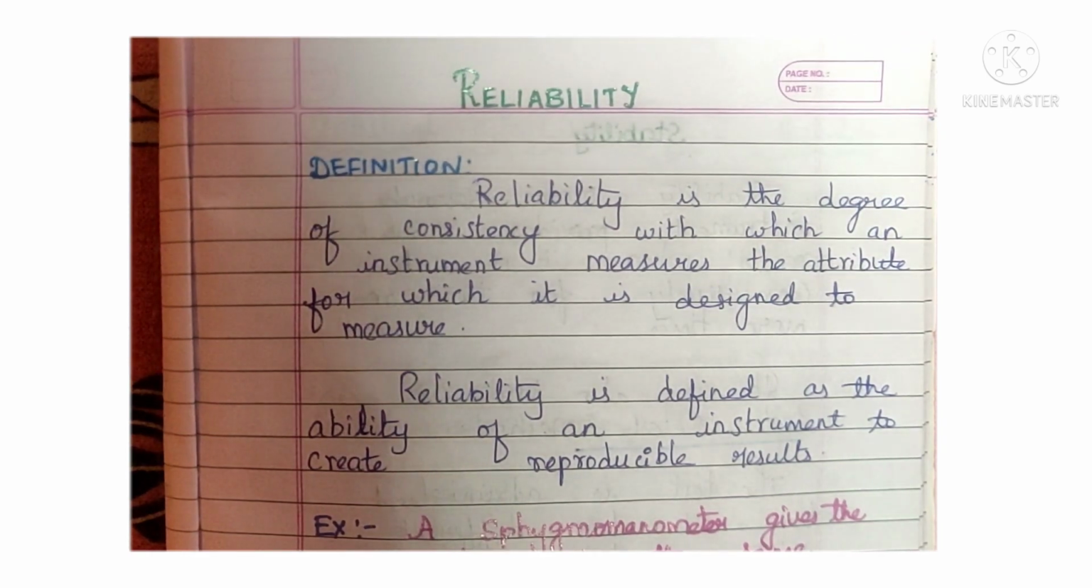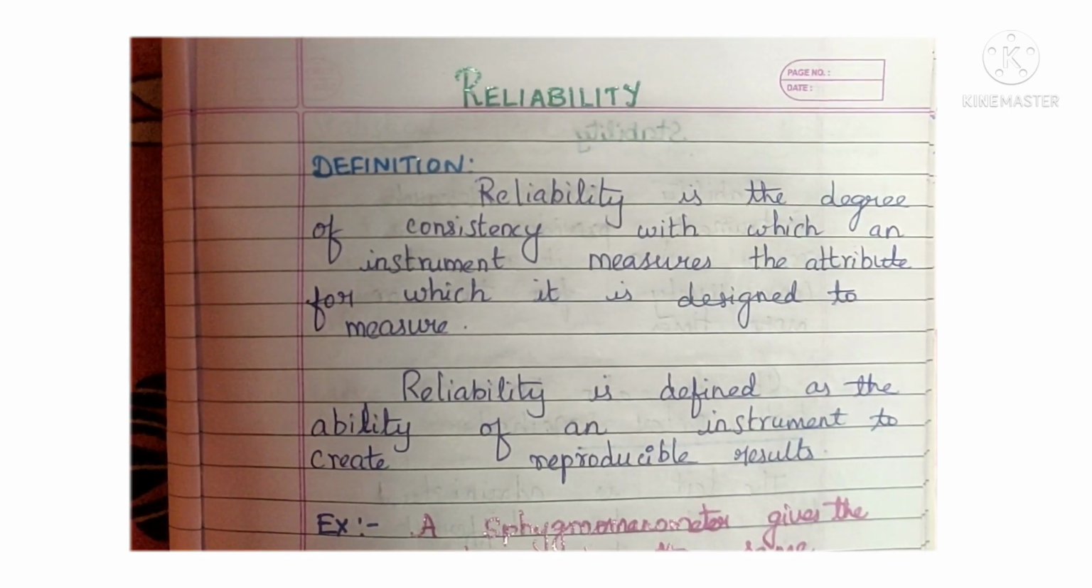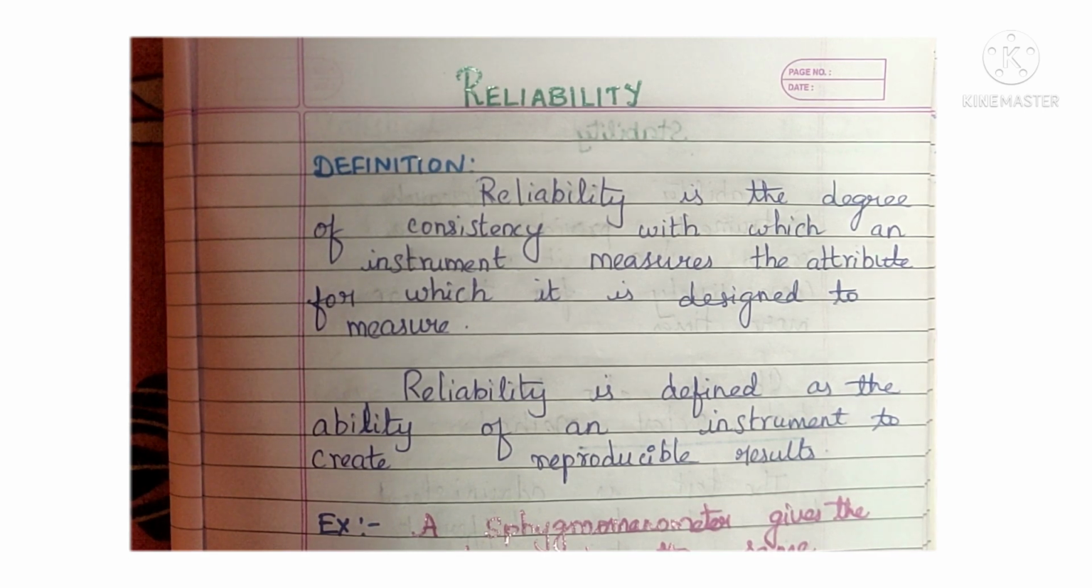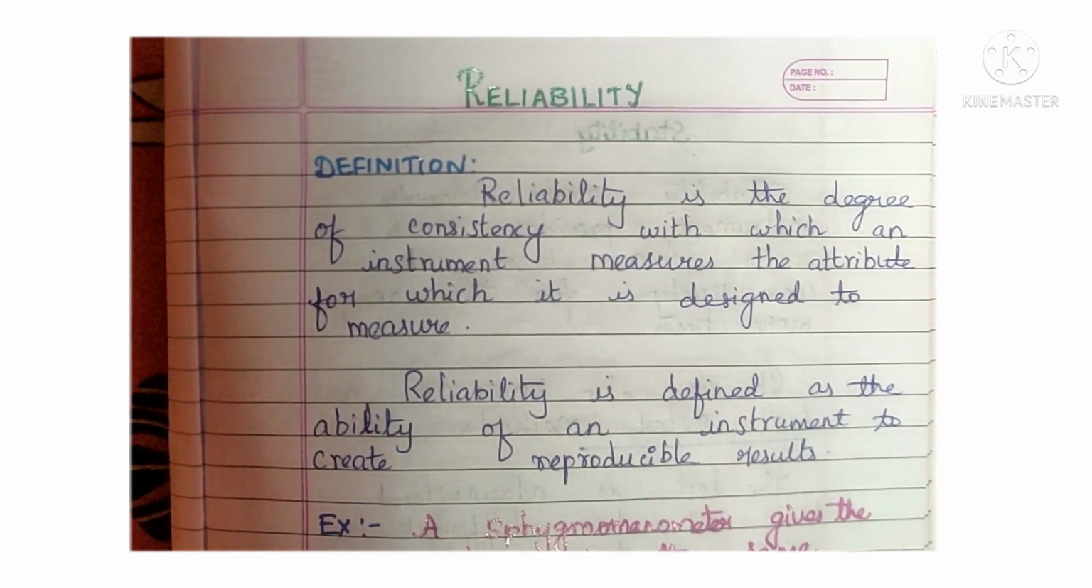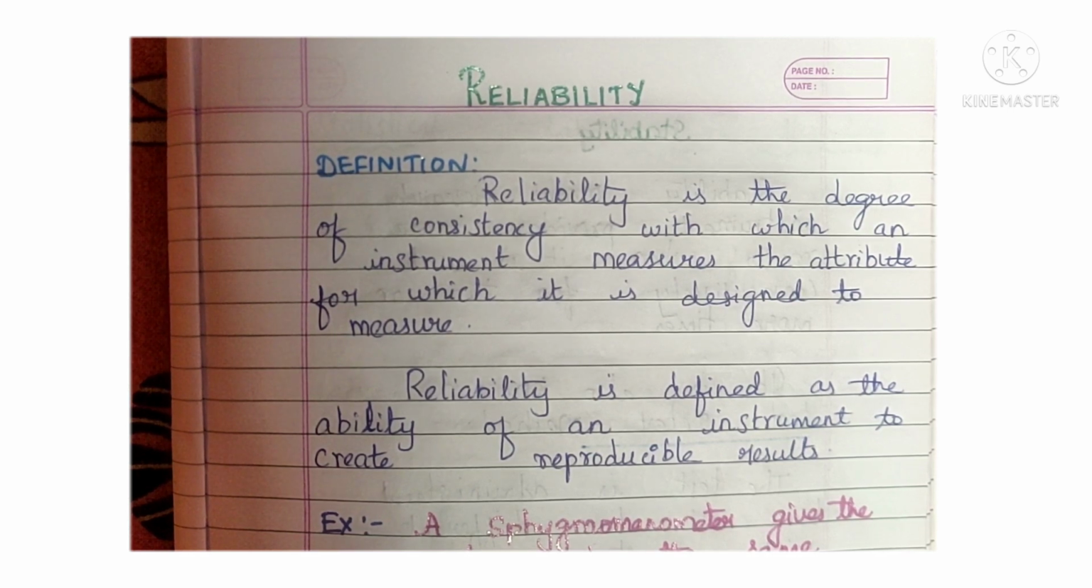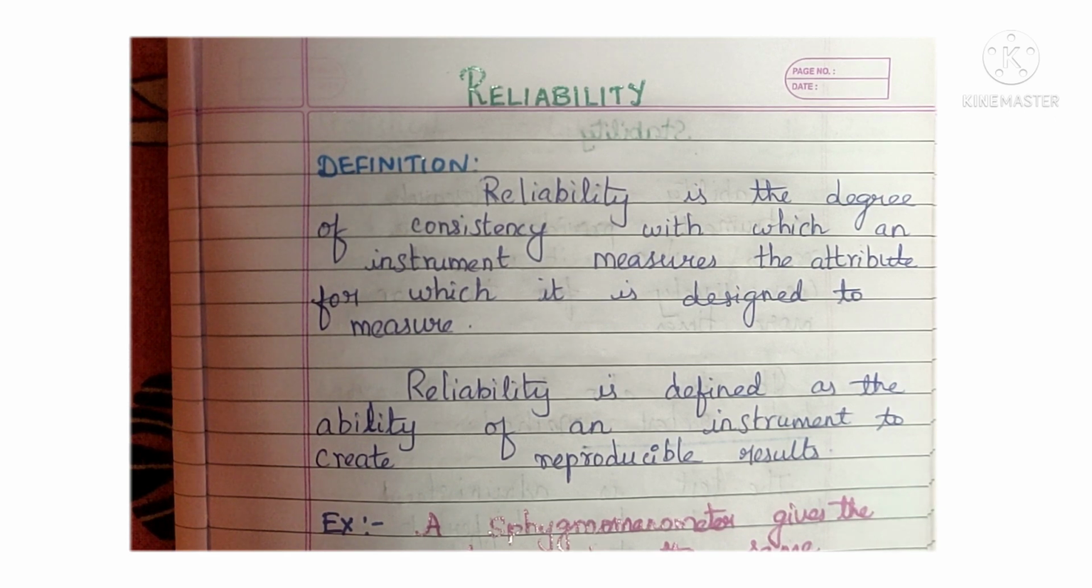So let me explain what reliability is. Here, instrument means the tool you are using for data collection. It can be a biophysiological instrument like a BP apparatus or thermometer, or it can be a questionnaire, a rating scale, or a checklist. Whatever you use to collect the data is called an instrument. So how reliable, how consistent is the tool or instrument you are using for measuring?